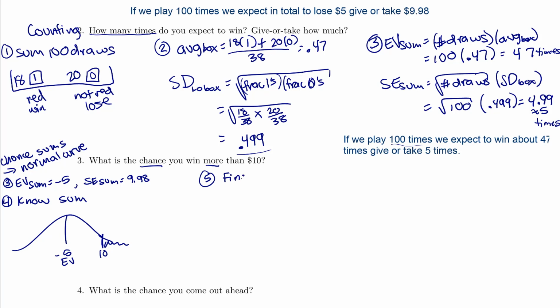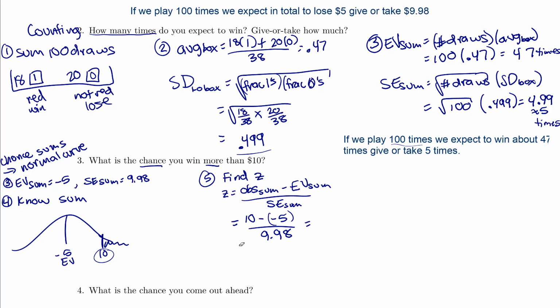Step 5 is find Z, and we have our nice little Z formula. It's our observed sum minus our expected value of the sum over the standard error. So the observed sum that I'm interested in is 10 minus my expected value of -5. Make sure you have that negative in there. Divided by the standard error of the sum, which was 9.98.